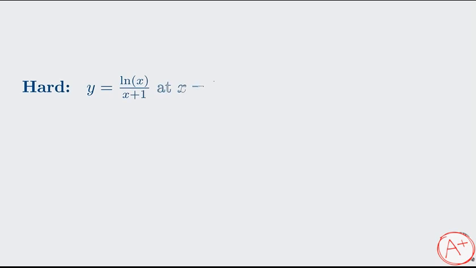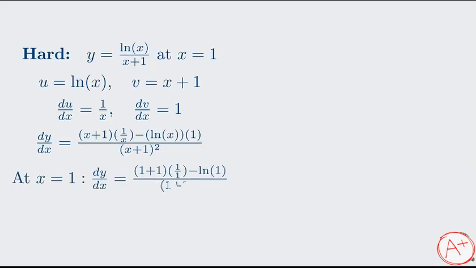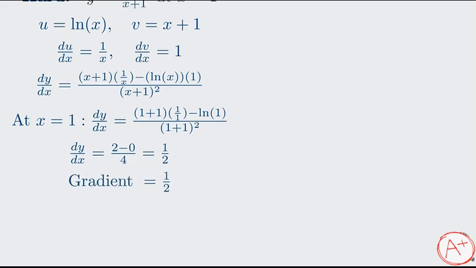Finally, we have the gradient question. We need the derivative of natural log of x over x plus 1 at the point where x equals 1. Identifying u as natural log of x and v as x plus 1, the derivatives are 1 over x and 1 respectively. Applying the quotient rule gives us this general expression for the derivative. Now, substitute x equals 1 directly into this expression. Since the natural log of 1 is 0, the numerator simplifies to 2 minus 0. The gradient at x equals 1 is 1/2.